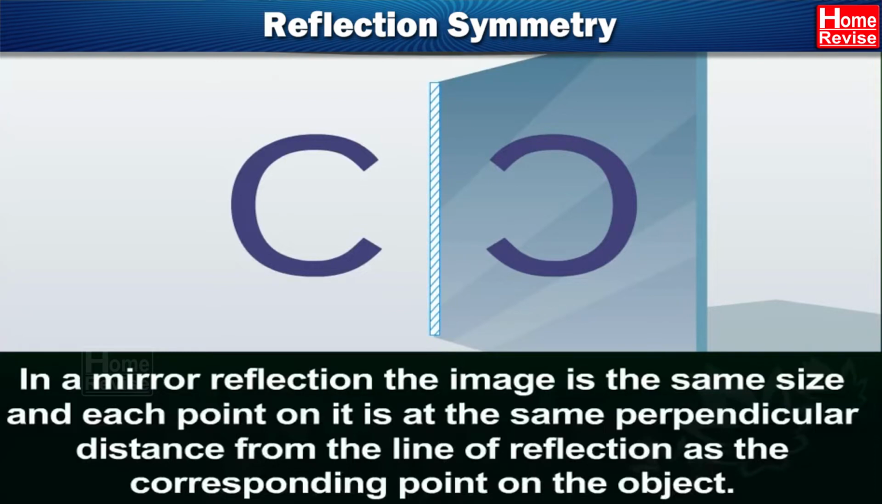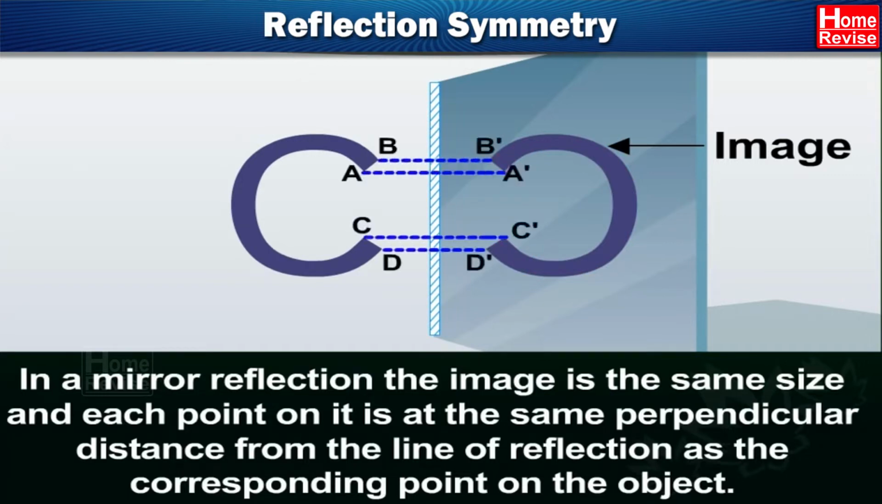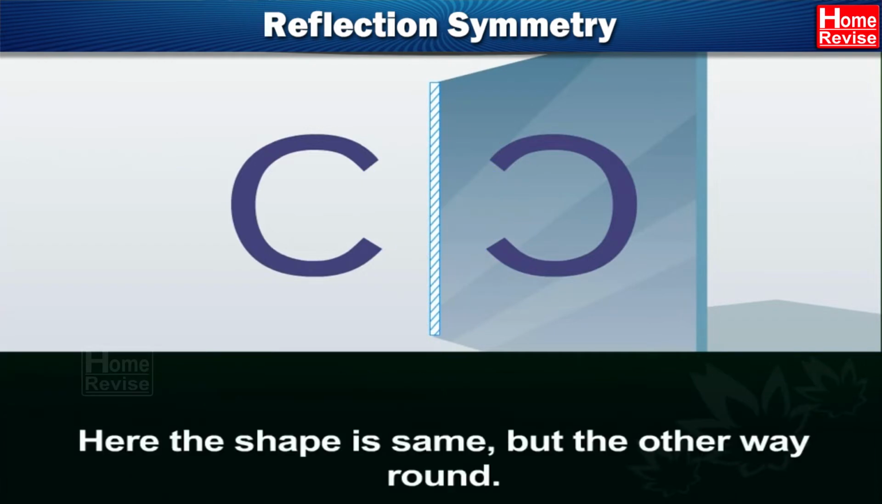In a mirror reflection, the image is the same size and each point on it is at the same perpendicular distance from the line of reflection as the corresponding point on the object. Here, the shape is same, but the other way round.